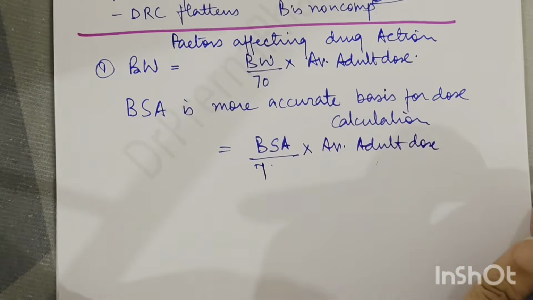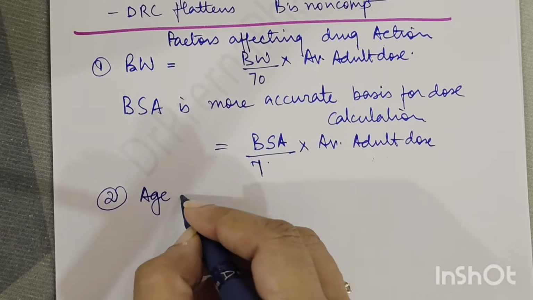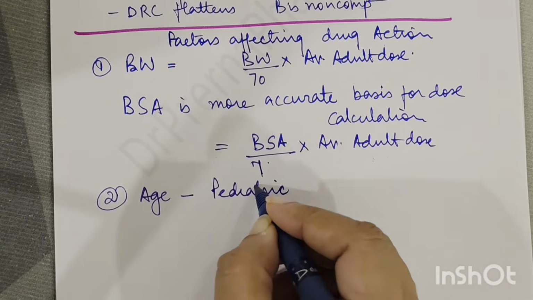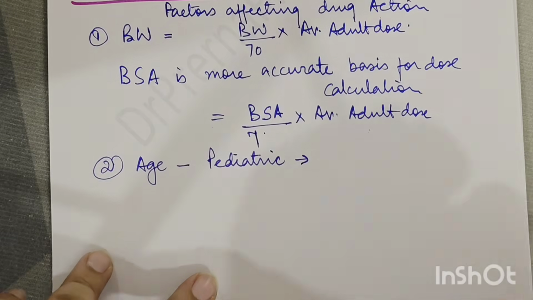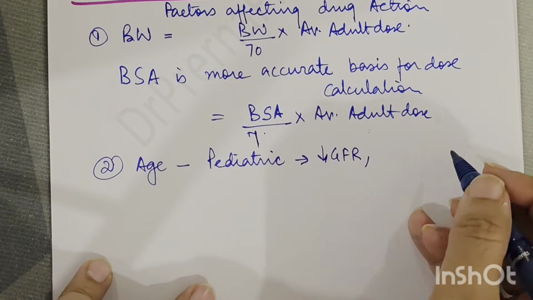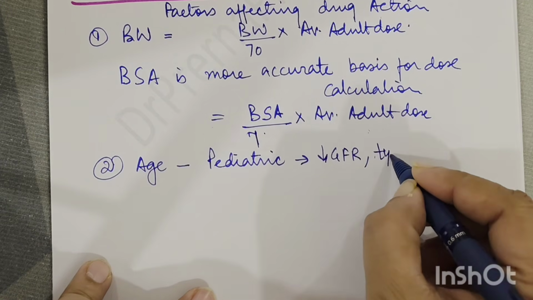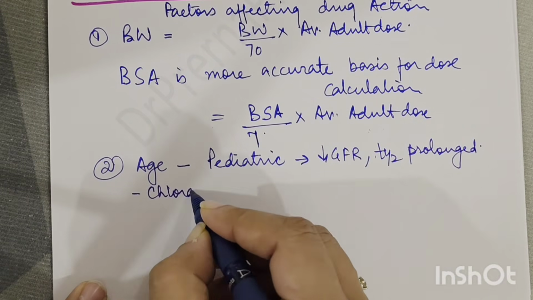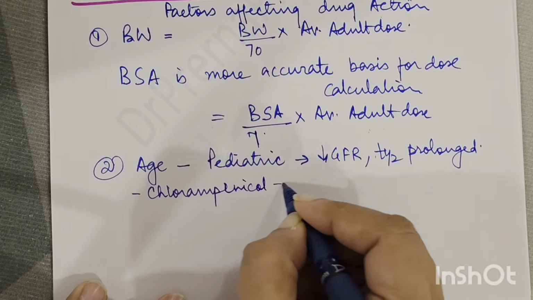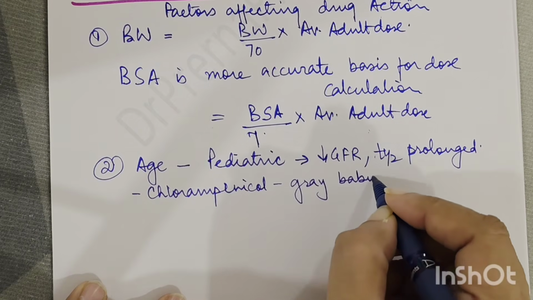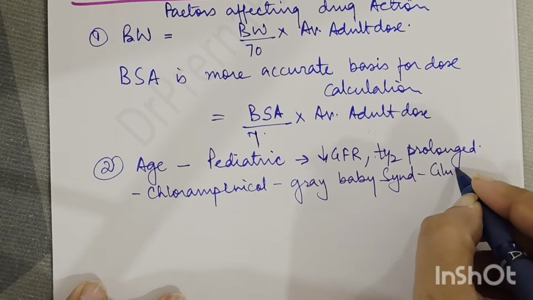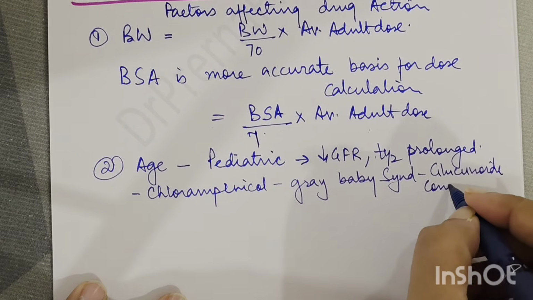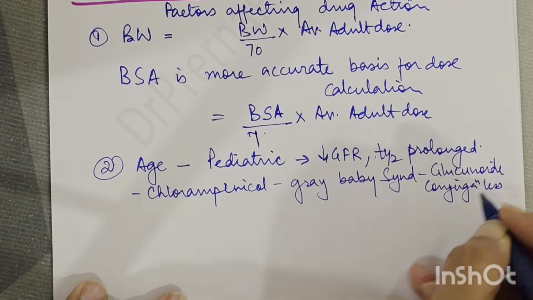Okay. Second factor is age. In age, the pediatric group, pediatric patients, now they are not small adults. We have studied this too. They have a low GFR, they have reduced hepatic enzymes, and the half life gets prolonged in them. Their metabolism is slow. So some examples that I'll write here, like chloramphenicol causes gray baby syndrome. Why does it cause gray baby syndrome? Because glucuronide conjugation is less.